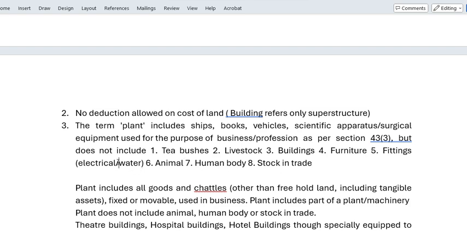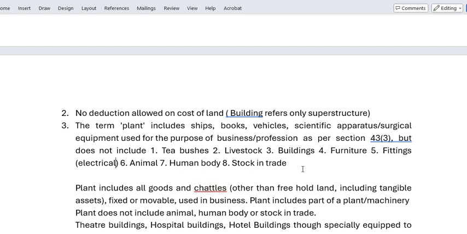Fittings actually, this is not electrical, it's water and other things only. Other fittings. Yeah, that's it. Electrical water. This will not come under plant and machinery. Plant and machinery are different. All these things will come. This furniture, we have a separate class. Okay, furniture and fittings will come under that. Fittings also will come under furniture and fittings. So this will not come under that.